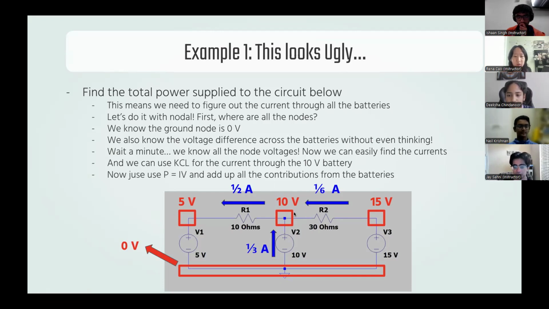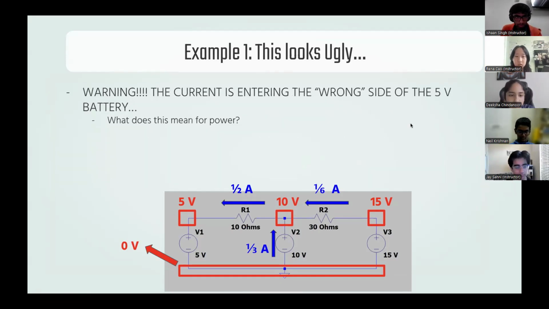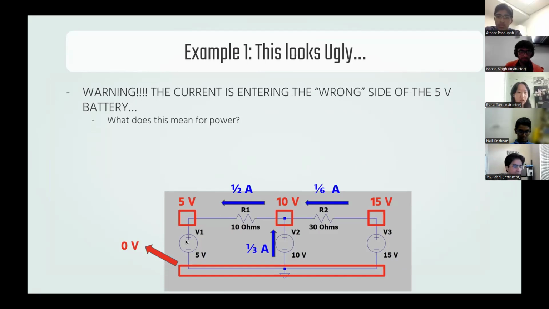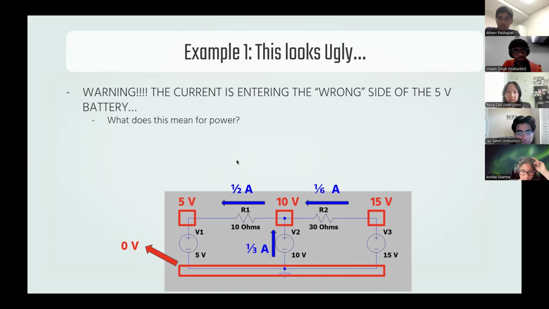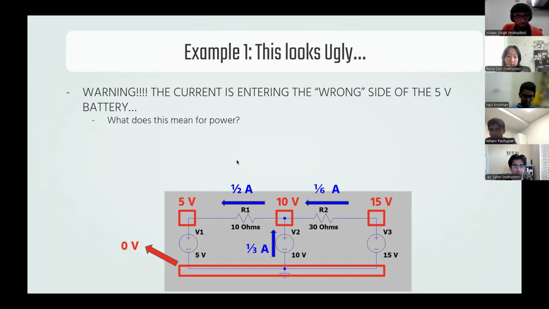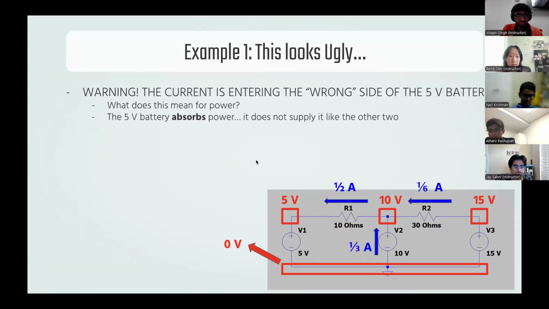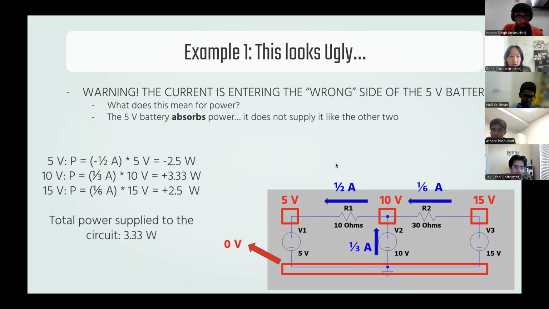Okay. And then after we have all the currents, we can just use P equals IV to add up all the contributions from the batteries. But the current's entering the wrong side of the 5-volt battery, right? Because it's going in. Okay, I was going to answer the what does this mean for power question. Yeah, go for it. Oh, you subtract it. So the 5-volt battery absorbs the power. It doesn't supply it like the other two.